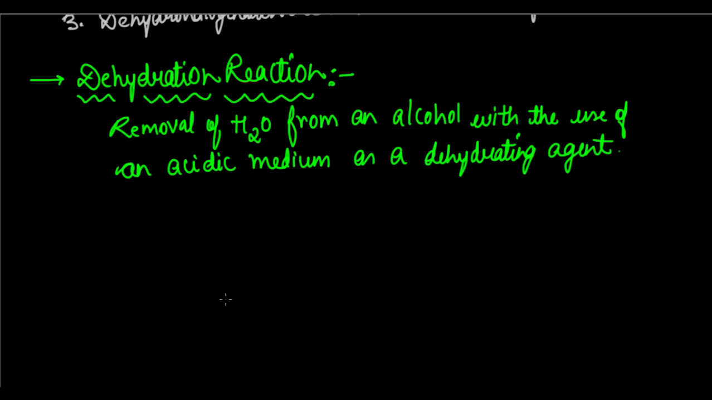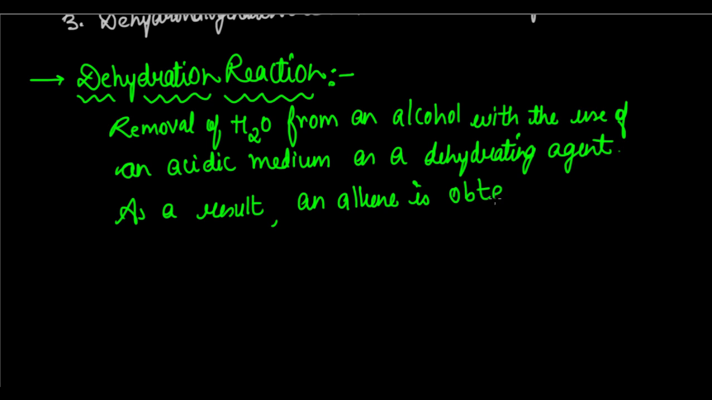So basically we take an alcohol and then we use a dehydrating agent as a catalyst, and then water is removed from the compound and we get as a result an alkene. So as a result, an alkene is obtained. Okay, so after the removal of H2O, we get one alkene, right? So this is the dehydration reaction.